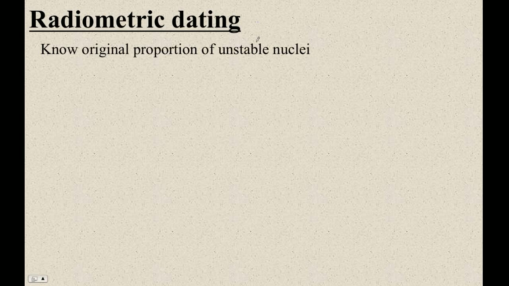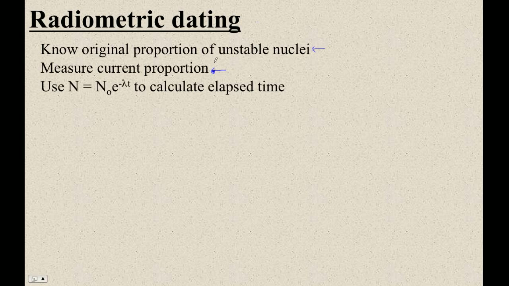If we want to determine the age of something using radioactive decay, there's three things we've got to do. We've got to somehow know the original proportion of unstable nuclei. We've got to measure how much there is there very accurately. And then we're going to use this formula to calculate the time. In other words, we'll know how much we have now, how much we started with, and we know the decay probability of these things very accurately. So they're like little clocks. Radioactive decay is like a little clock.